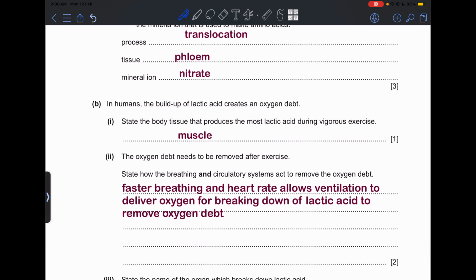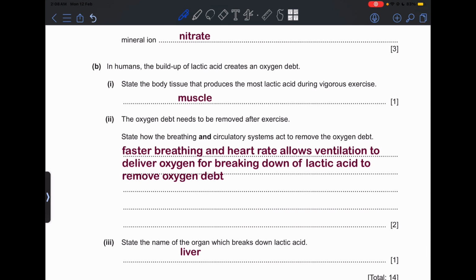B. In humans, the buildup of lactic acid creates oxygen debt. State the body tissue that produces the most lactic acid during vigorous exercise. This is the muscle. Part ii, the oxygen debt needs to be removed after exercise. State how breathing and circulatory systems act to remove the oxygen debt. Faster breathing and heart rate allows ventilation to deliver oxygen for breaking down of lactic acid to remove oxygen debt.